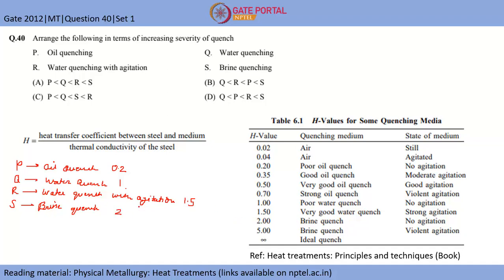Now we have to arrange P, Q, R, S in increasing order. As you can see, the H value of P is the least, then comes the water quench, then the water quench with agitation, and finally brine quench. So the most severe quench is the brine quench. The correct order will be P less than Q less than R less than S, which is option A. So the correct answer is option A.